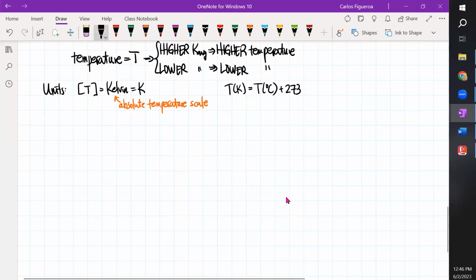So the next one that we should look at is the number of moles, which is defined as little m.